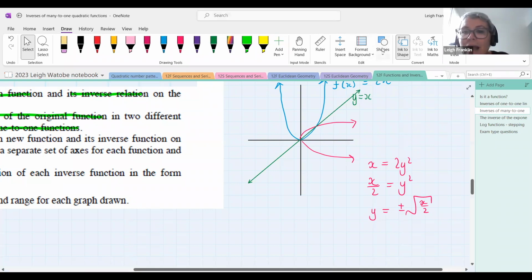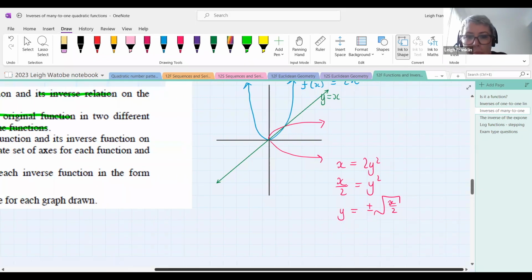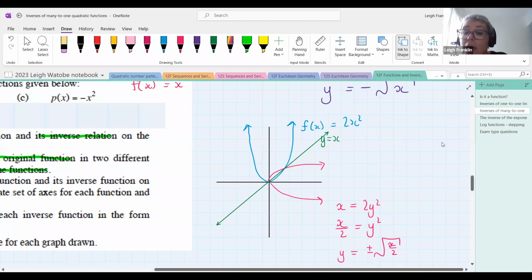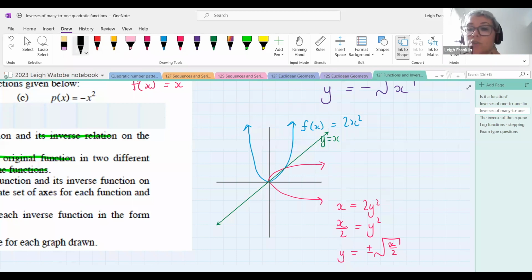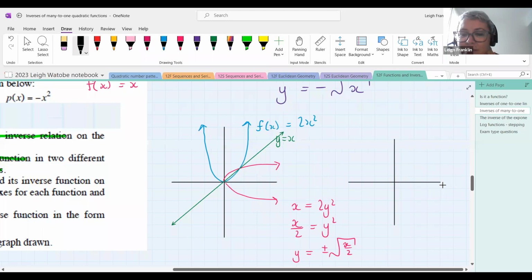Yes, Sharon, what's your question? Greetings, ma'am. Hello. Ma'am, I want to ask about the line y equals x. In an exam, is it always the line y equals x, or do they give us a different one? No, no, it's always going to be that line. As far as your inverses are concerned, it's always going to be that. They're not going to give you anything else. So you don't have to worry about that. Okay, thank you.